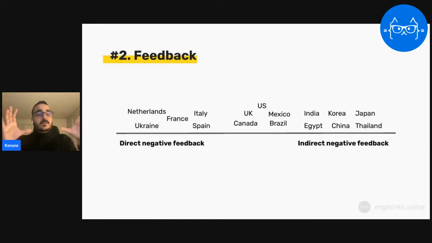And this is a generalization. Of course, this depends on individuals within a certain culture, but in general, cultures that do have more direct negative feedback are on the left here, and cultures where negative feedback is very indirect are on the right.